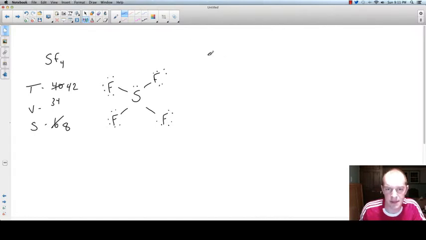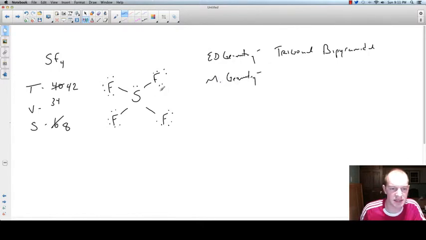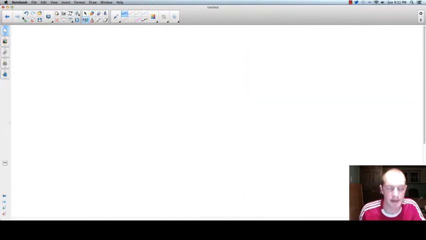So the electron domain geometry will be, again, trigonal bipyramidal, but the molecular geometry is going to be different. We have 4 areas of bonding density, 1 non-bonding area, and so that's going to be seesaw shaped. And you can refer to your book for the reasons why.